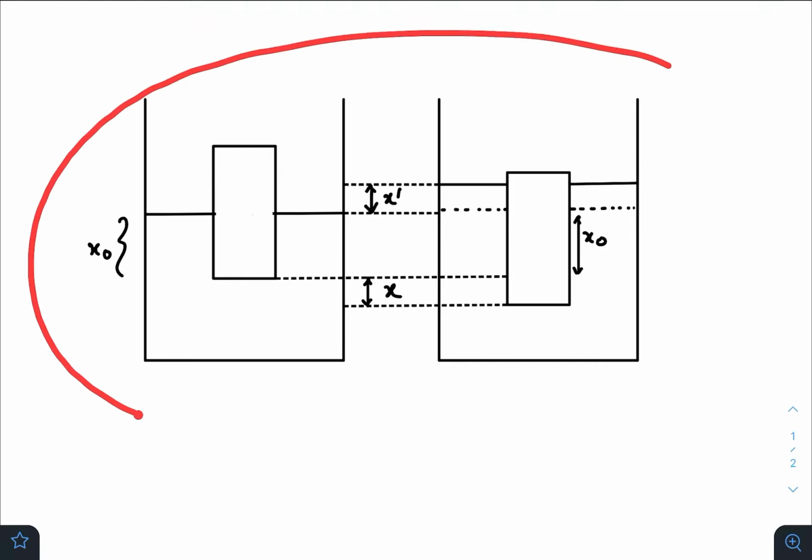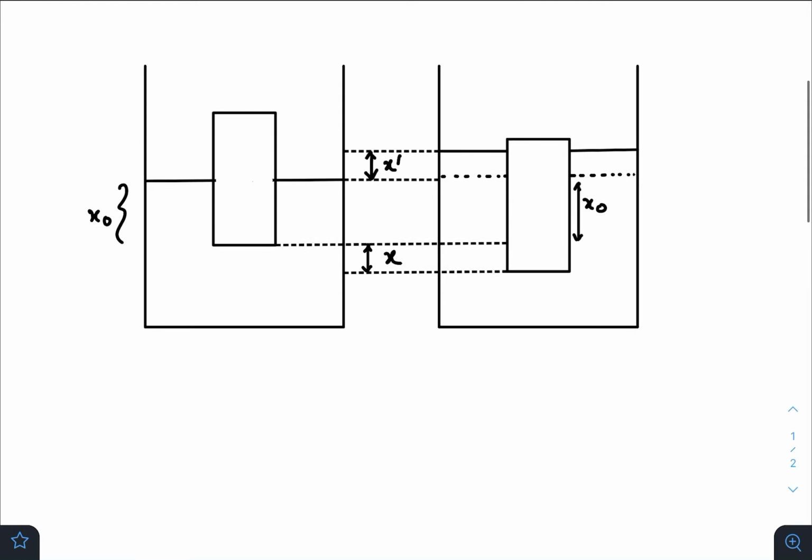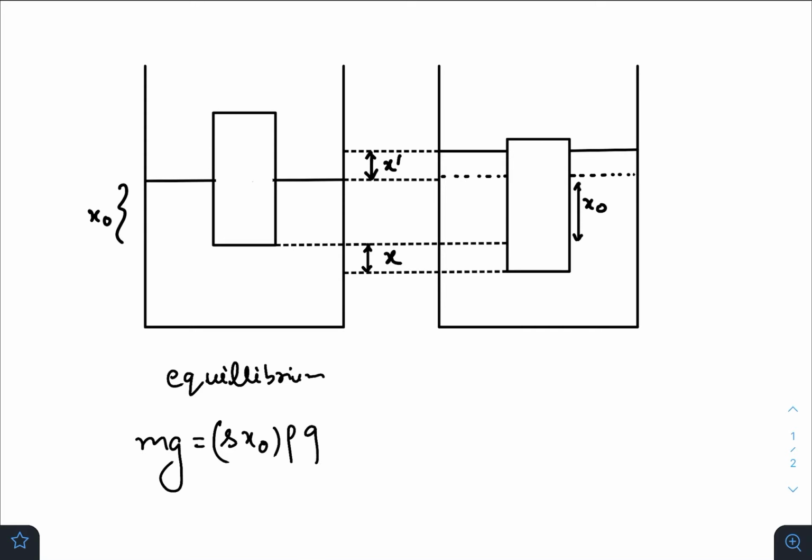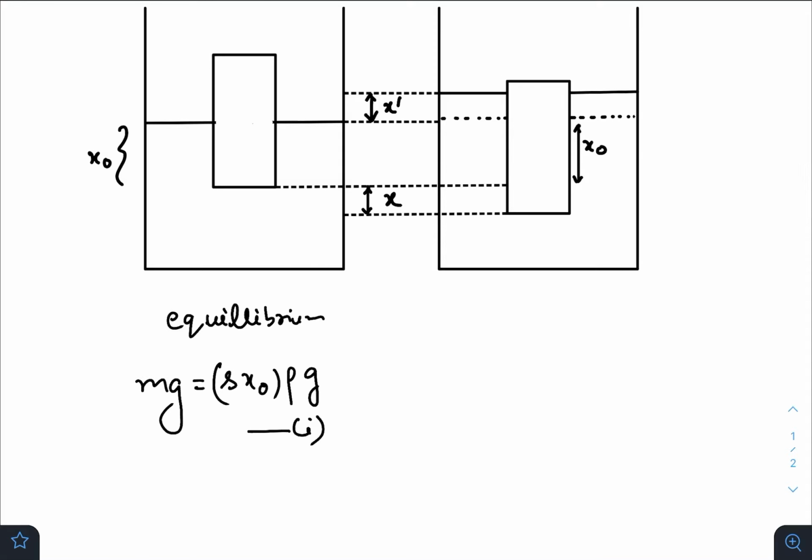I have already drawn the diagram for saving you some time. So this is the condition for equilibrium. Okay, so let us consider that x naught length is already under the water. So we can write that the weight of the block is balanced by the volume times density of the liquid times g. Okay, so this is our first equation during equilibrium condition.